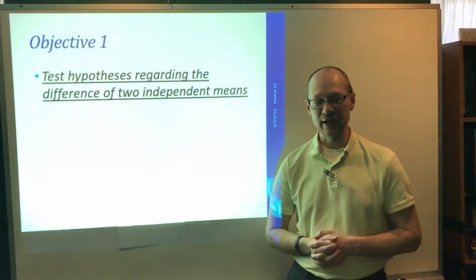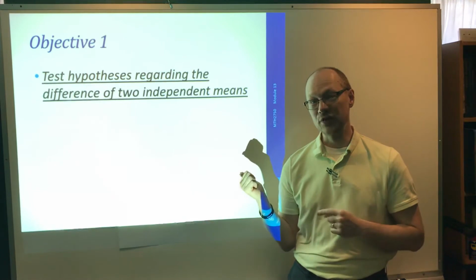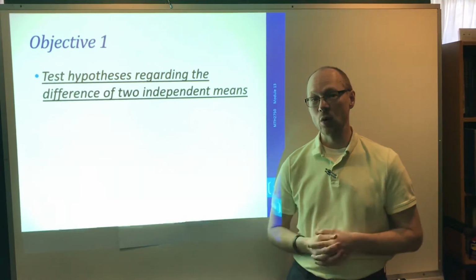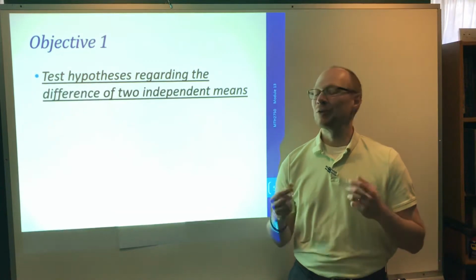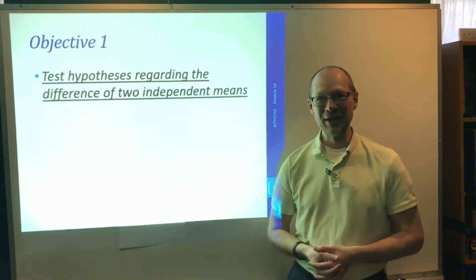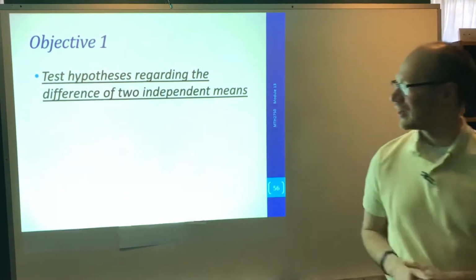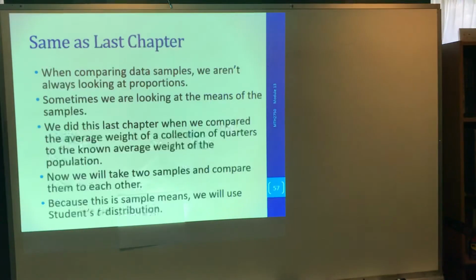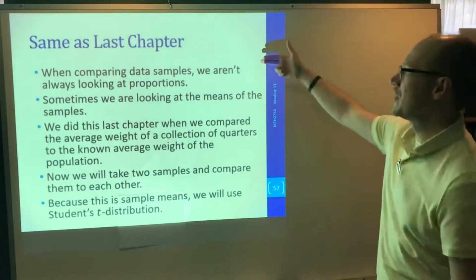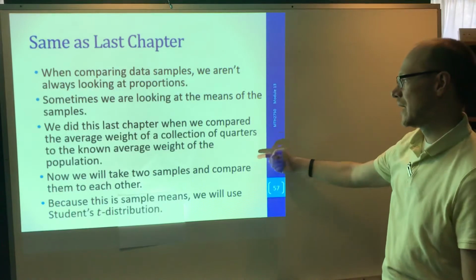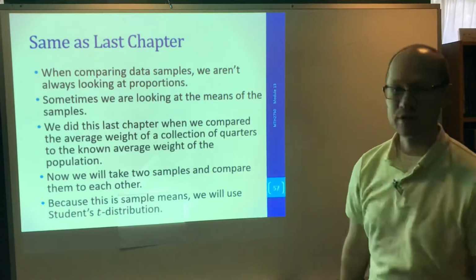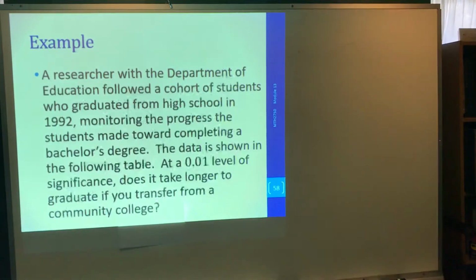So suffice it to say, we're going to trust the degrees of freedom as they show up in the StatCrunch, and we're going to use the probability method of things. So that's what we have to work with. So I think I talked about this. Students' t-distribution. So let's go into this example.